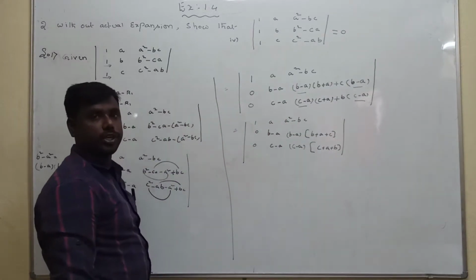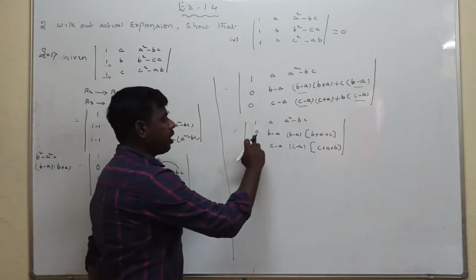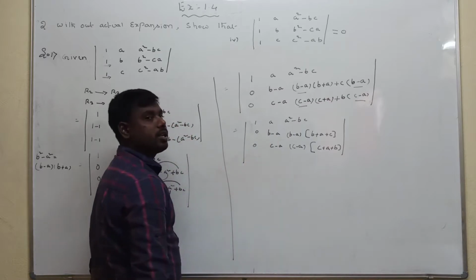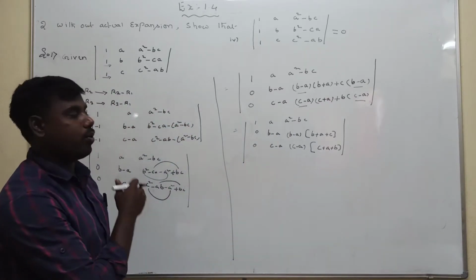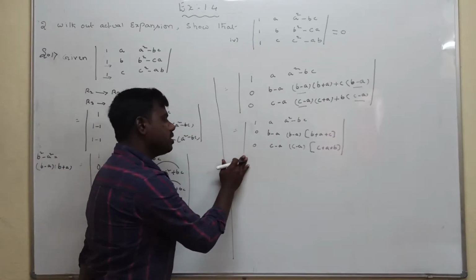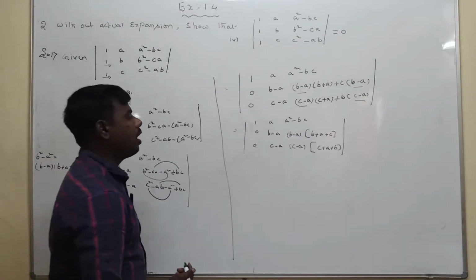Now observe, dear friends, second row, third row. What is the second row? Common element b minus a is the common. That's why taking common outside. Third row, what is the common? C minus a is the common, taking it outside.